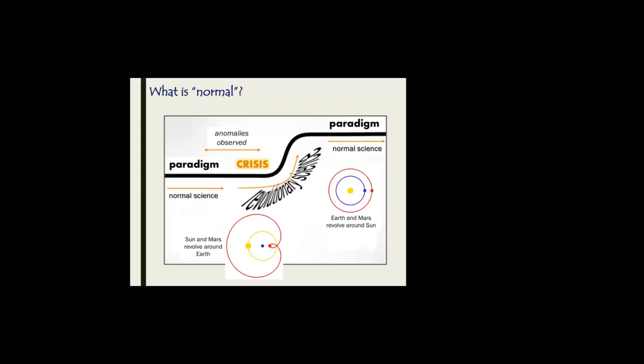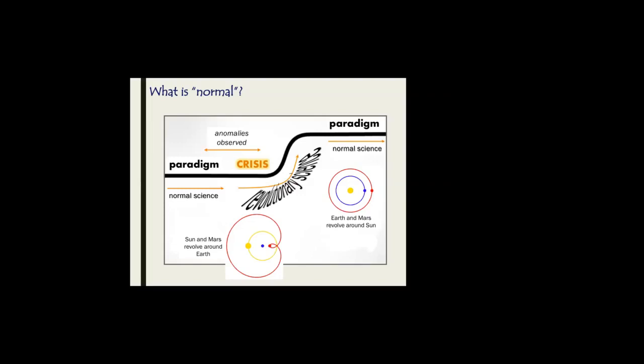A lot of it has to do with what he termed normal science. Here's a little graphic that outlines what that may be, along with examples of geocentric and heliocentric models for the solar system.